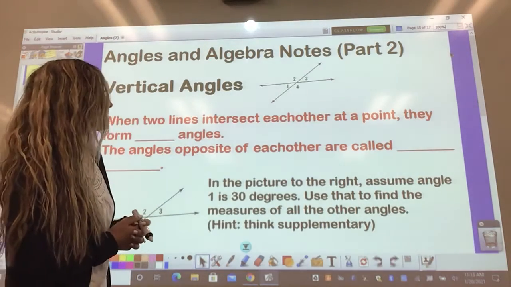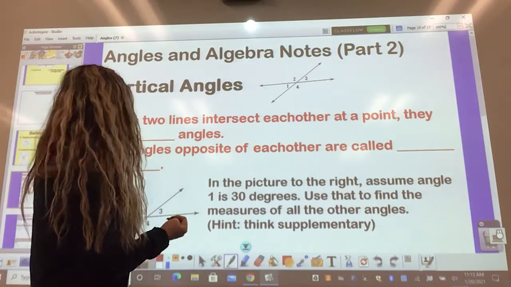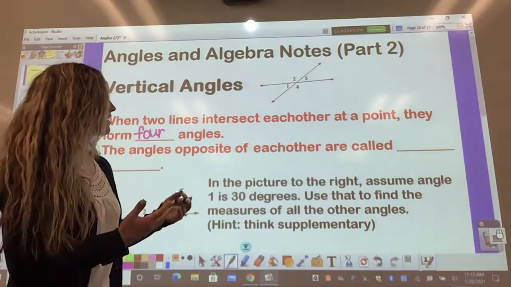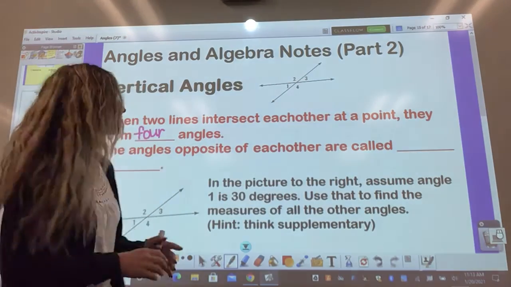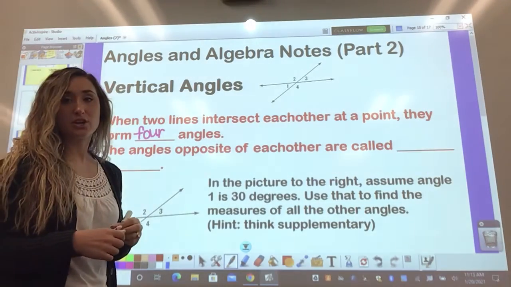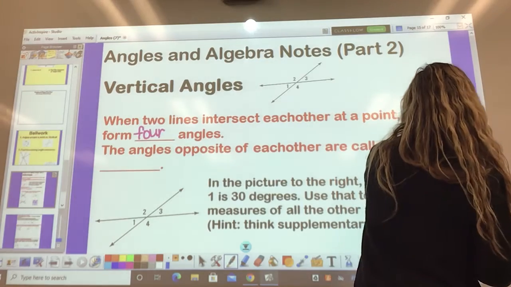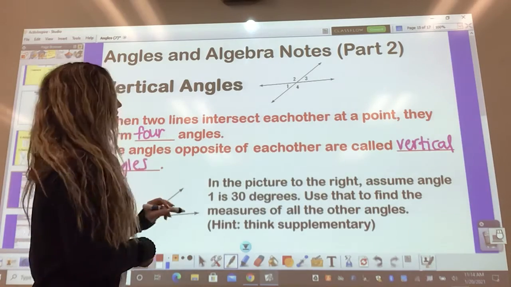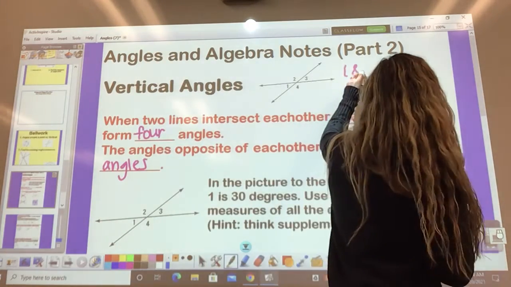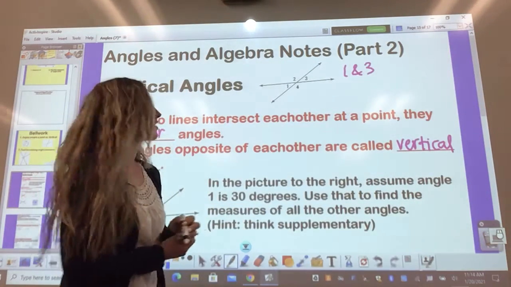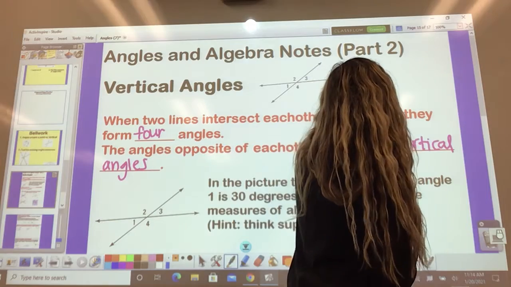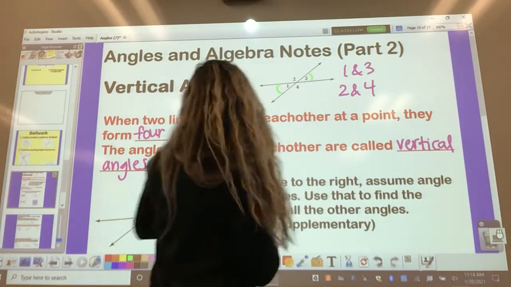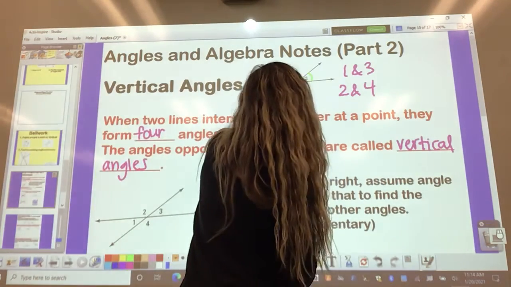when two lines intersect each other at a point, they form four different angles. So the word four is going to go in here. You'll see 1, 2, 3, and 4 angles are formed when two lines are intersecting. But just the angles that are opposite from each other are the vertical angles. So up here, angles 1 and 3 are across from each other, so those would be vertical angles, along with angles 2 and 4. So just to label those, 1 and 3 are vertical, and then maybe in a different color, 2 and 4 are vertical.